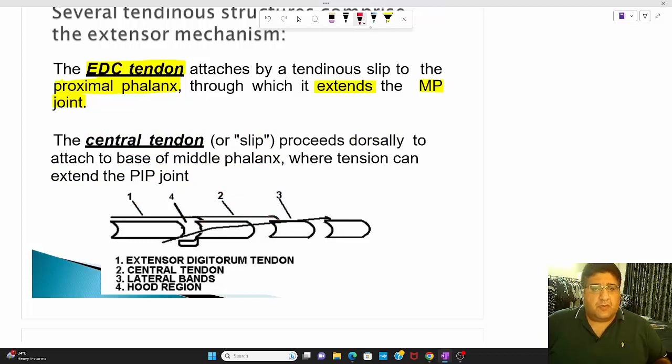All right. So now what I was telling you was that EDC has basically gone and got inserted onto the base of the proximal phalanx. After that, so this is your EDC. After that, it will give you a central slip, which will go and get inserted onto the base of what? The middle phalanx. So that is what we have understood here, that you have a central tendon or a central slip which has gone to the base of the middle phalanx, and over there it can extend the PIP joint. Is that clear to all of you? Done everyone? Yes or no?